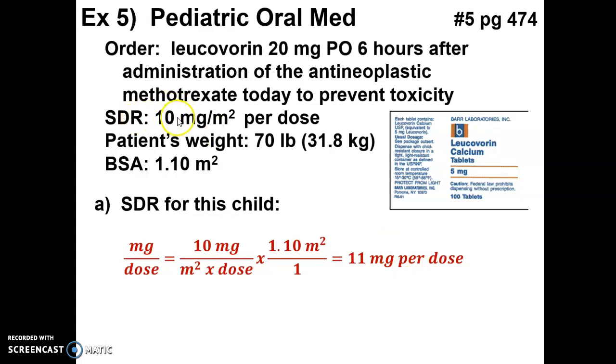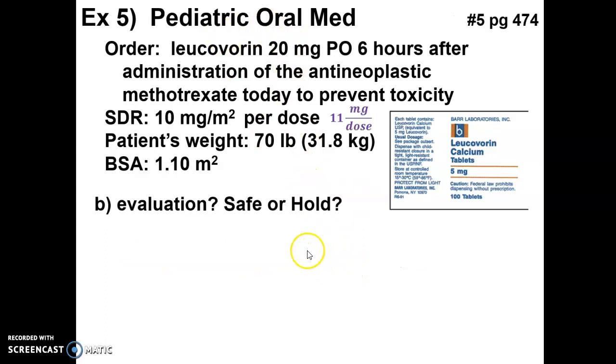When we go to look at our order, we got to think, is it safe? We can give 11 milligrams per dose. The order is written for 20 milligrams. Well, the order's a little on the big side. So, evaluation: is it safe or should we hold the medication? Well, we're going to have to hold the medication. 20 is too big. 20 milligrams is bigger than our 11. So hold the medication, call the doctor, see what they say.